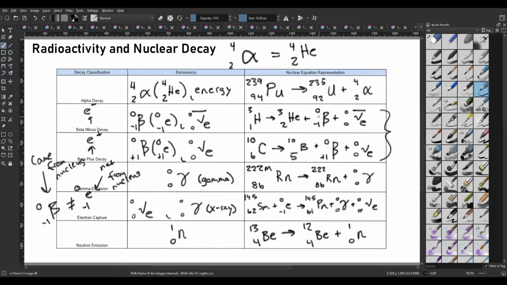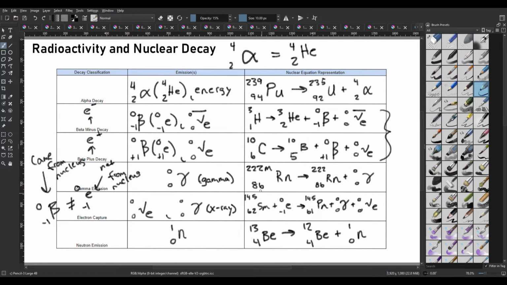Usually with beta minus decay or beta plus decay, I'll just write the beta symbol. Maybe sometimes I'll write the electron plus or minus symbol, but it is a beta particle. This is not a beta particle. This is an orbital electron that is taken out of the electron cloud by the nucleus, and it turns one of the protons into a neutron through quark transmutation. We'll get to that in a little bit.